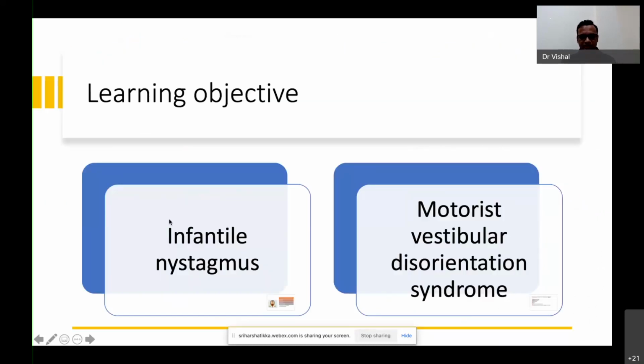Today I'm going to present three cases of infantile nystagmus, and the summary of my findings of patients with motorist vestibular disorientation syndrome. In the last presentation I told about motorist vestibular disorientation. I presented 7 or 8 cases, and we now have around 18 cases along with Kochi Medical Trust Hospital, where Dr. Preeti has 3 cases and I have 15 cases. So together we have around 18 cases, and I'm going to present the findings.